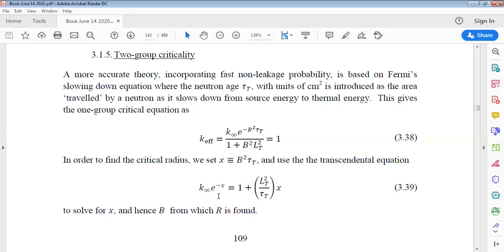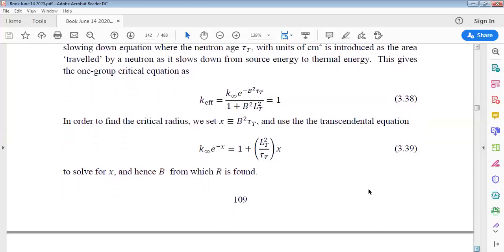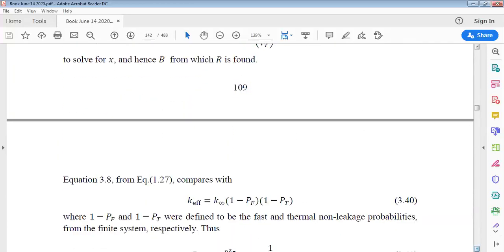So this is a transcendental equation. I can solve this by plotting this side and this side separately and seeing where they intersect. Wherever they intersect, you can find B, and B for a sphere is pi over r. So you can get r, the critical radius, from pi over B.